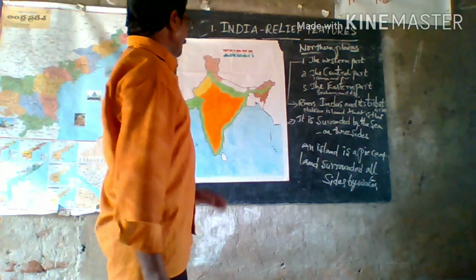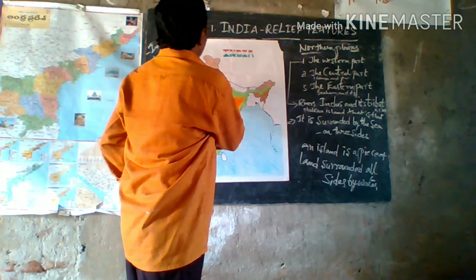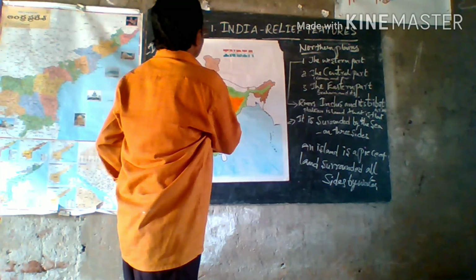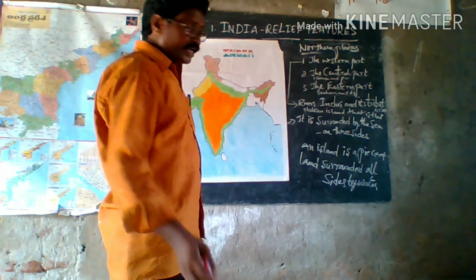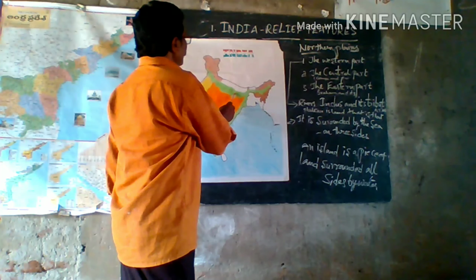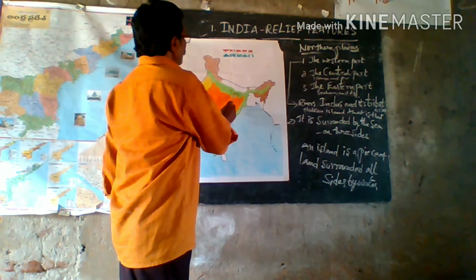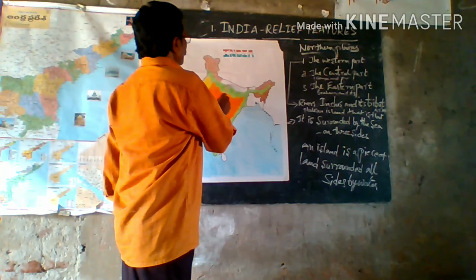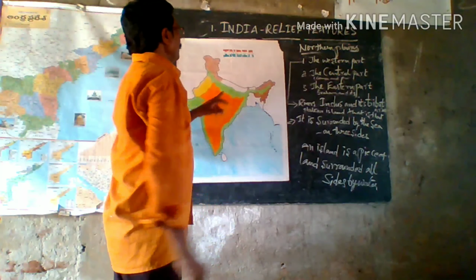Another important part is the central part. In this part the flowing rivers are the Ganga and its tributaries. Ghaggar to Teesta rivers flow in this region. This is the Ganga plain. These are also northern plains, also called the Ganga plain.